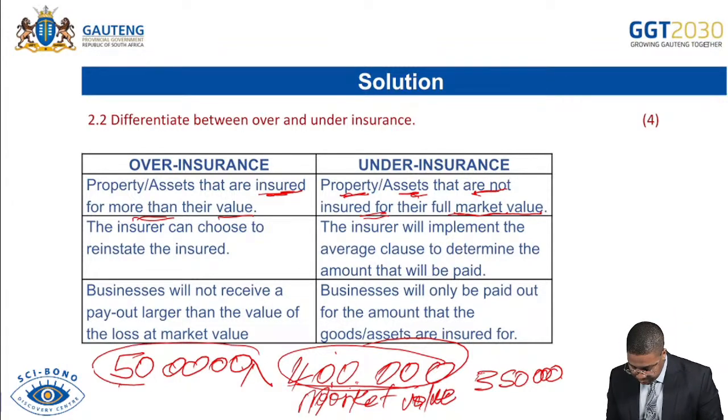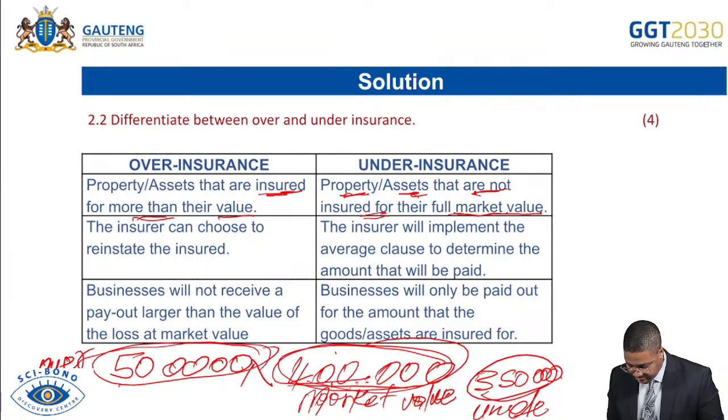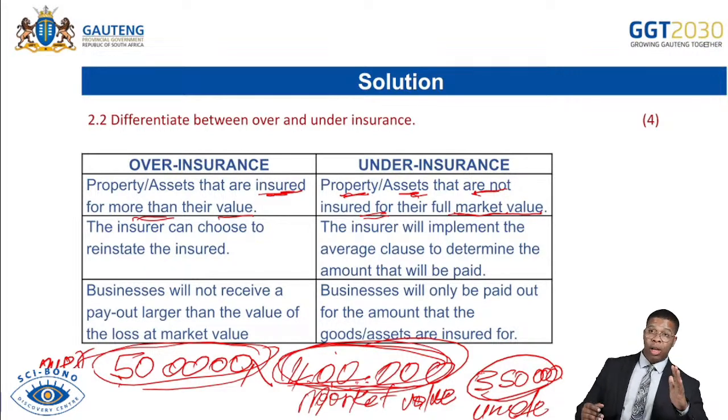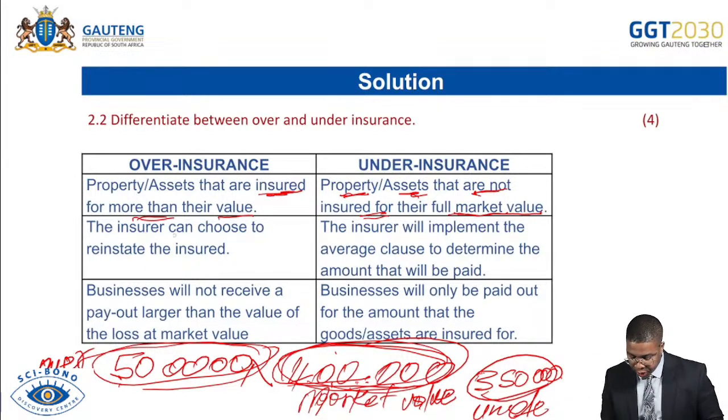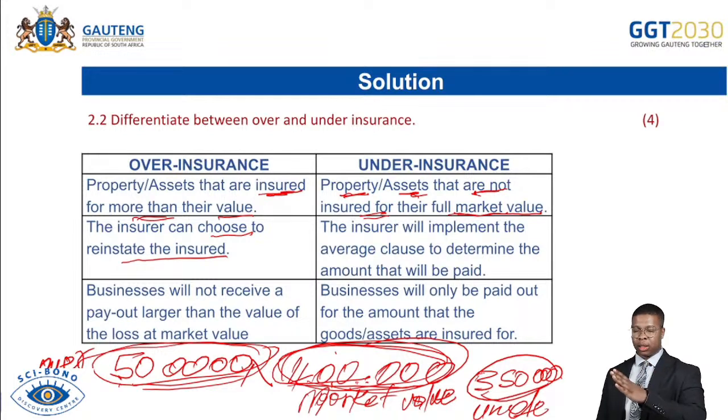But on this side, we are saying this is over, but we are saying the 350,000 is under. It is under the 400,000, but the 500,000, it is over the 400,000. So that is what we are talking about when we are saying over insurance and under insurance. So the insurer can choose to reinstate the insured. So in a case whereby the insured is over-insured, they are going to be reinstated, which is to return the insured to the same financial position before the occurrence of the loss. Is the financial position 500,000? No, the financial position will be the 400,000.